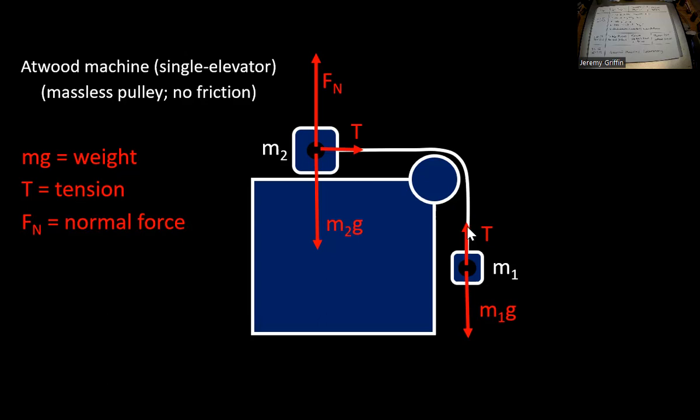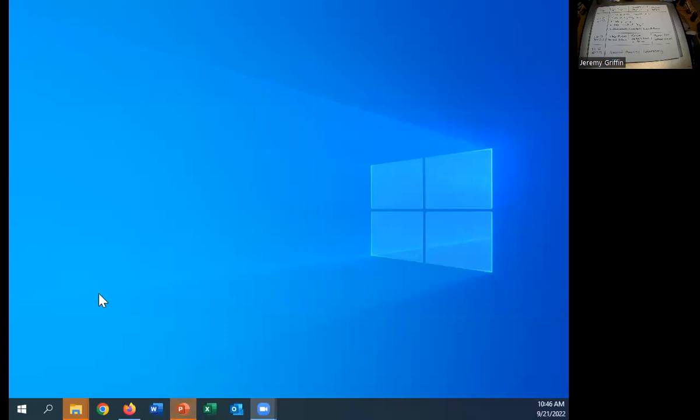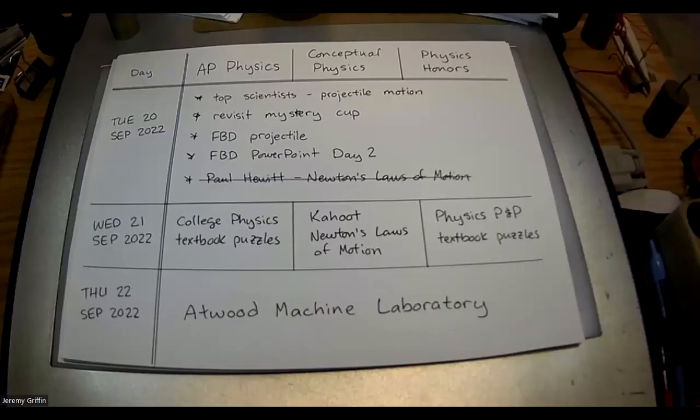But see, why does the tension not drive the system to move? Because the tension is just internal to the system. It's just holding everything together, right? It's this external force down here, M1G, that's actually driving the motion, right? All right, so that takes care of that PowerPoint. Any questions so far?